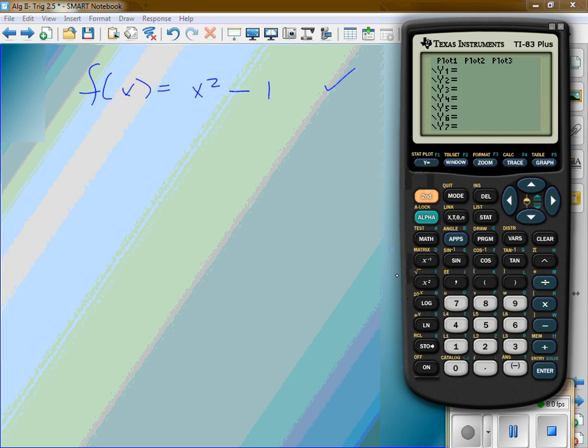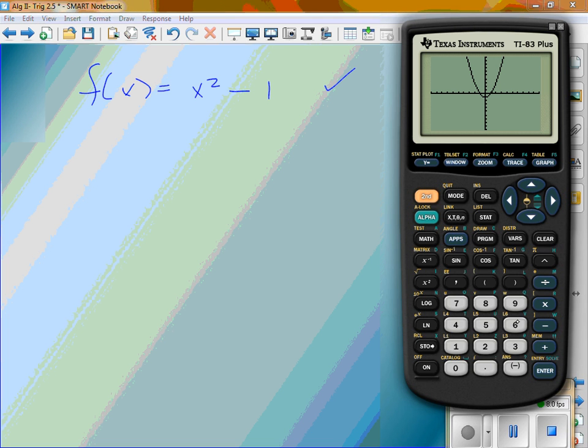In y equals, I'm going to type in x squared minus 1. The squared is catty-cornered to the 7, or I can use the caret above the division and 2. To graph this, so everyone's on the same page as me, I'm going to zoom 6, zoom standard.